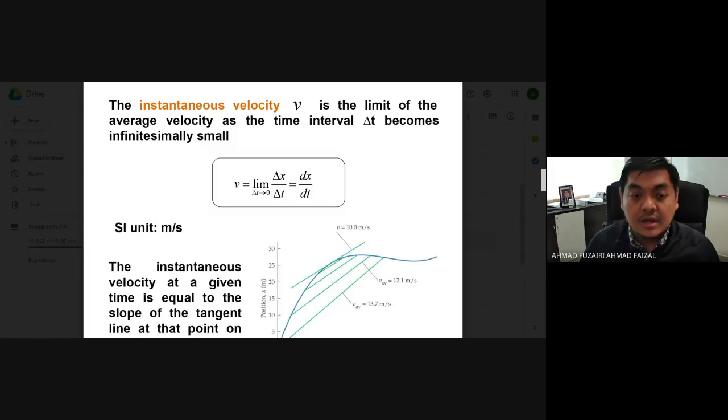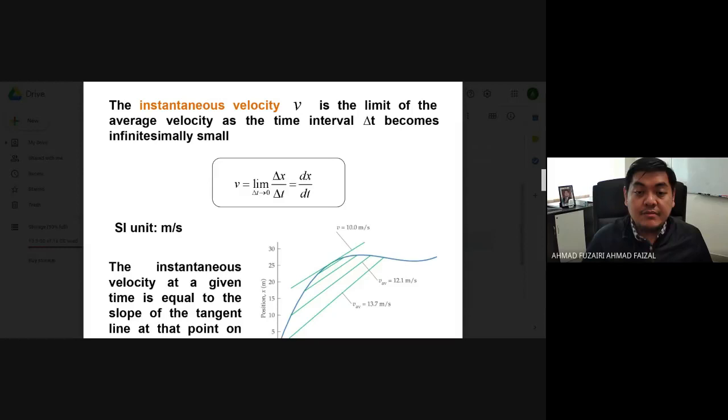When we talk about instantaneous velocity, it uses a similar method to the average velocity, because in average velocity we get delta x over delta t. But for instantaneous velocity we can get it using the differentiation of x against time. That means we differentiate the position function: x is position, so x as a function of time, x equals some expression in t, and we differentiate x against time.